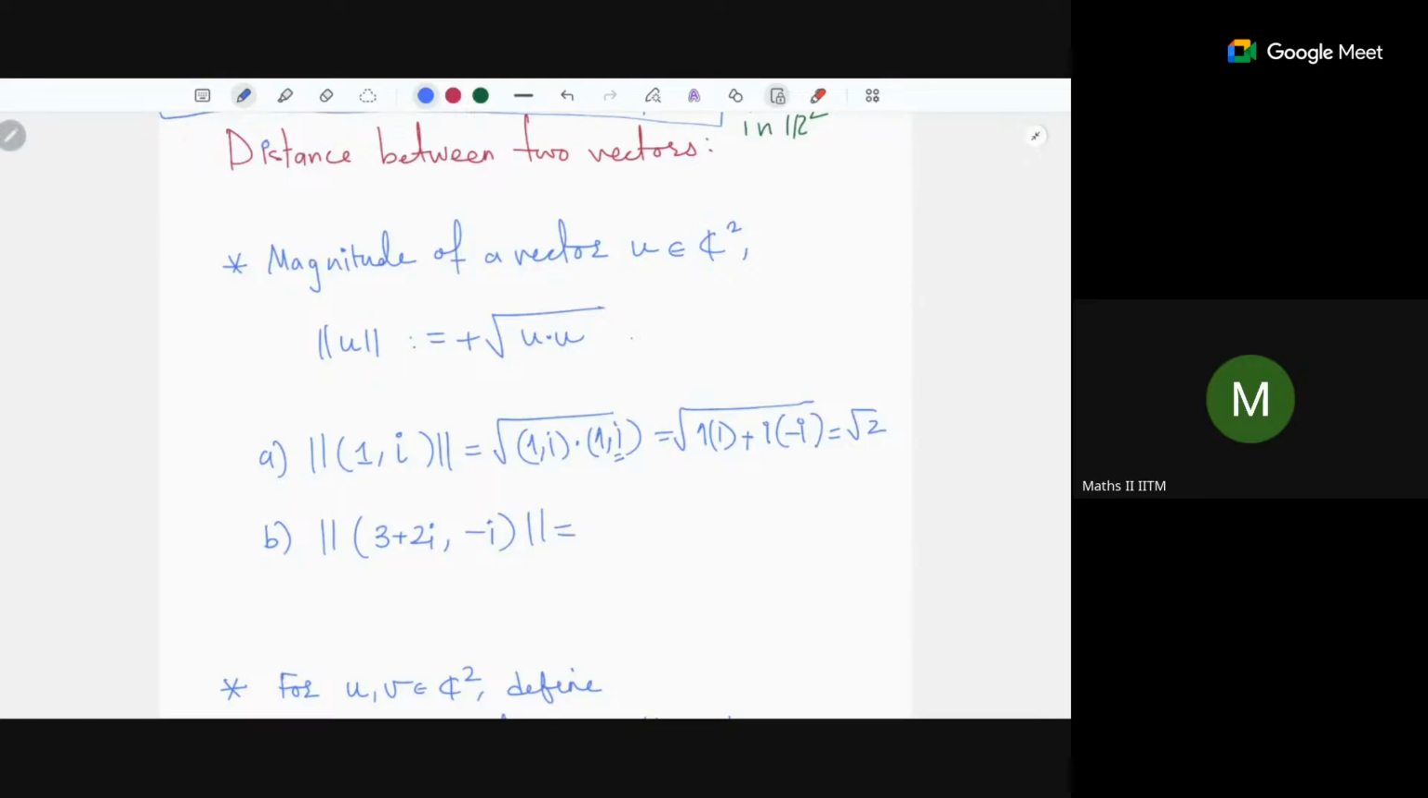Now, let's look at example B. Also, one more thing. This double bar notation is for when we are taking the magnitude of a vector. And the single bar notation is the magnitude, the modulus, of a complex number. Yes, modulus. Okay.